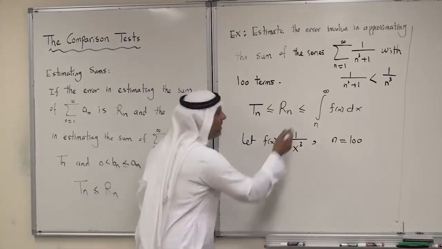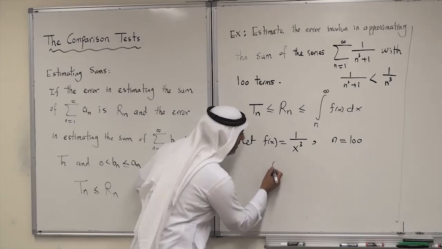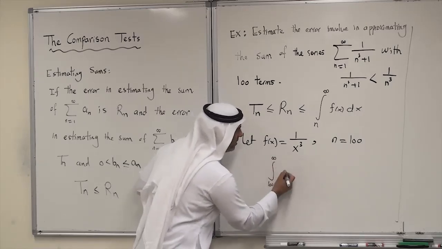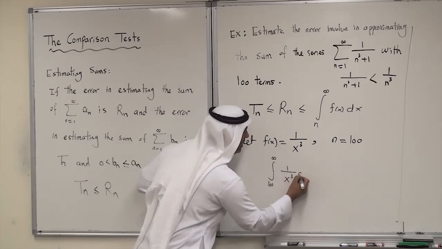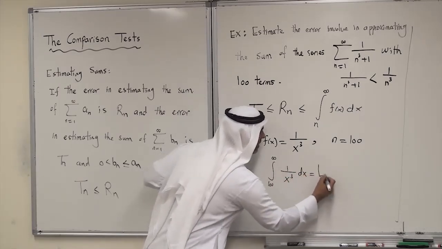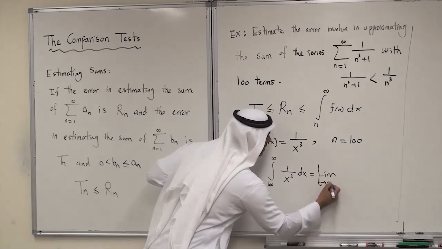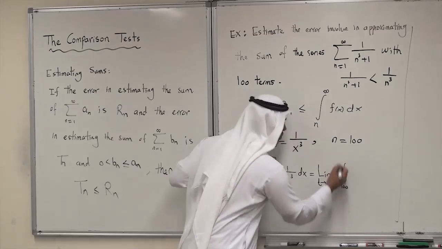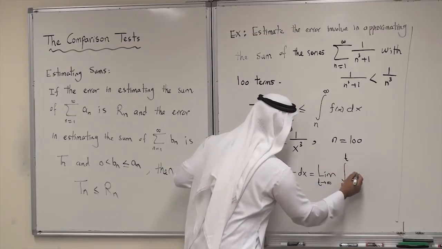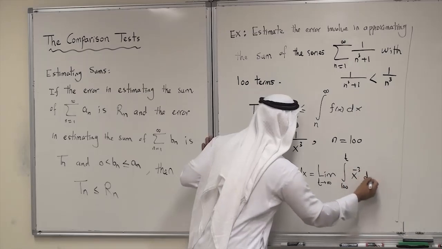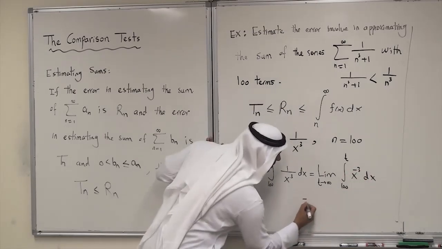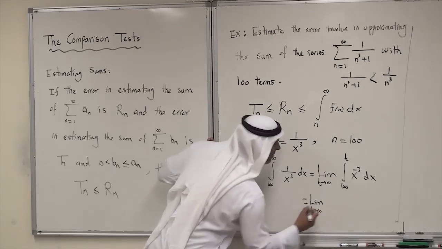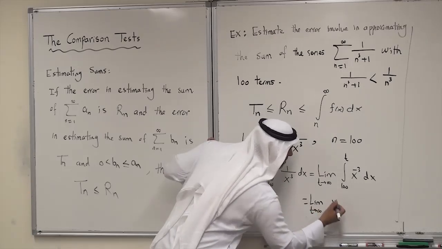And I think it is not a big deal now to calculate this. The integral from 100 to infinity, this is convergent, of course. This is 1 over x cubed dx. We know that this is convergent. It's equal to the limit as t goes to infinity of the integral from 100 to t of x to the power minus 3 dx. We calculate this, so that's equal to the limit as t goes to infinity, and what do we have here? x to the power minus 2 over minus 2.